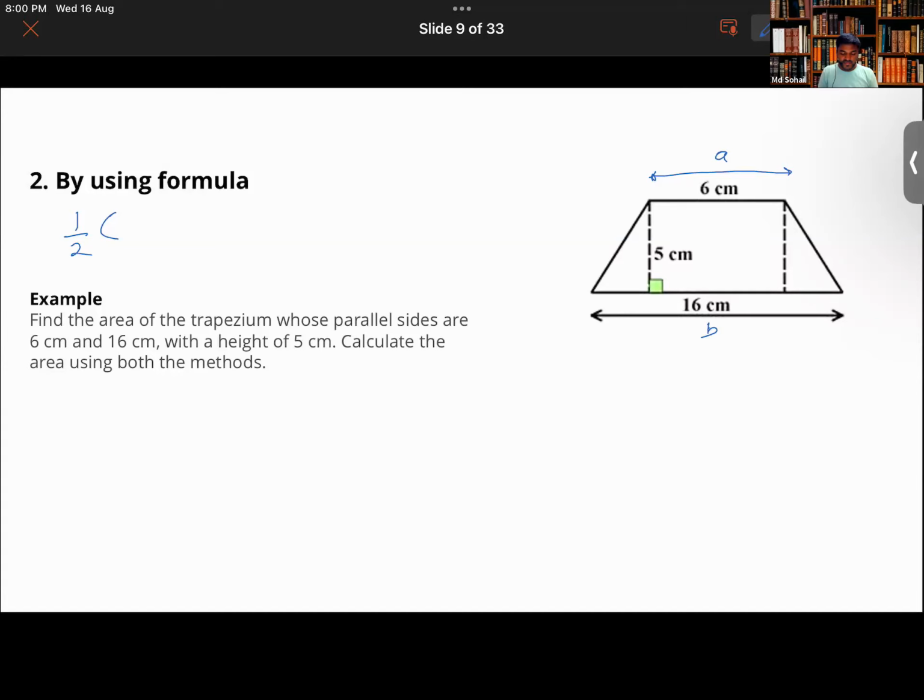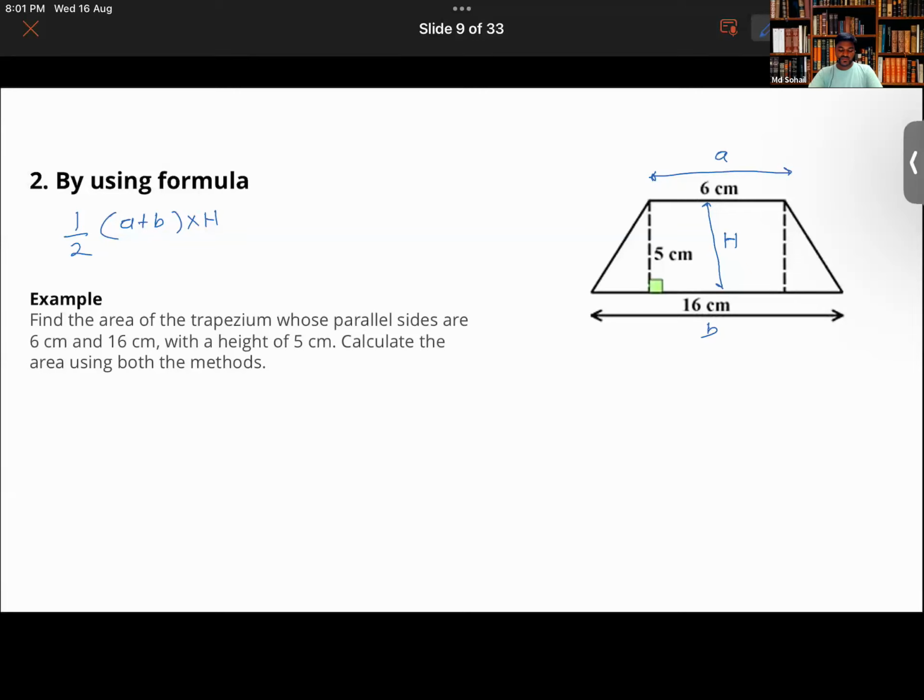So you will be simply adding them, and then multiplying by the height between them. Suppose the height between them is H here, 5 centimeters. So that is the formula, and that is how you can calculate it. That was another way, and in fact, that one is more convenient. In most cases, it's better to use the formula if the lengths of the two sides and height are given. So you can calculate it directly.